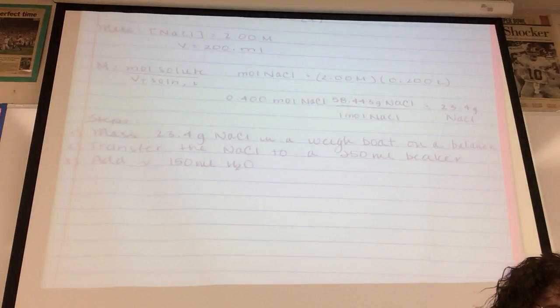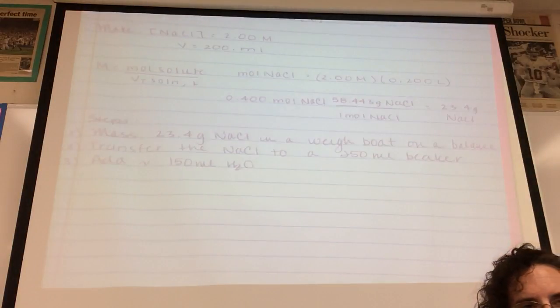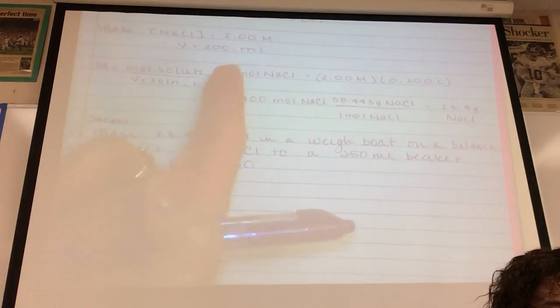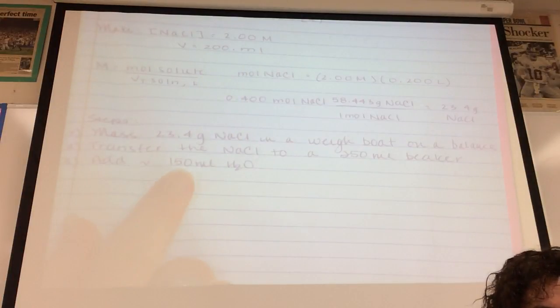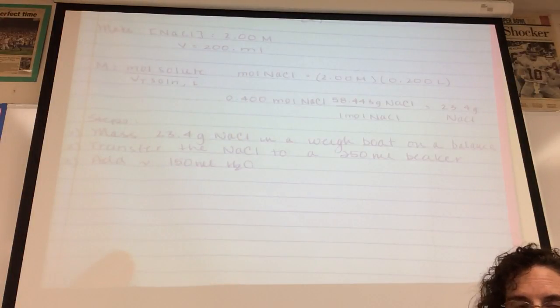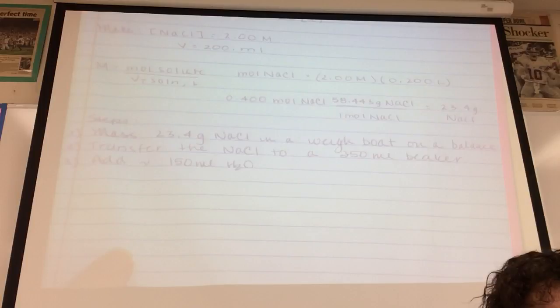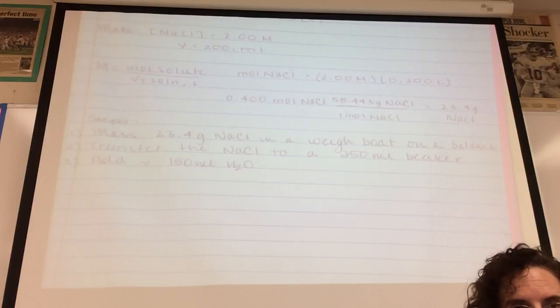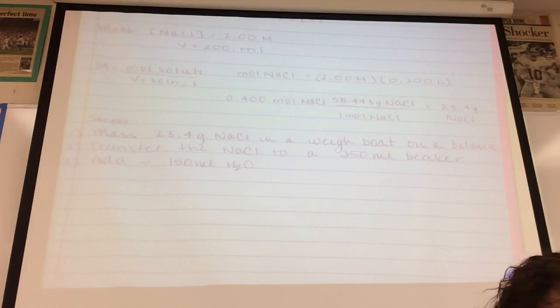How come I don't right away just add 200 mL of water? Because you'll also have the sodium chloride in there, which will take some volume. So you don't want to supersede or go over the 200 mL. So you're going to add about 150. And you'll see it in the beaker. You just don't want to get that close to 200.